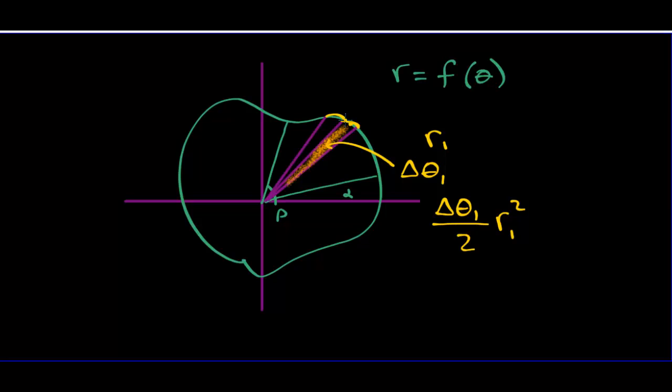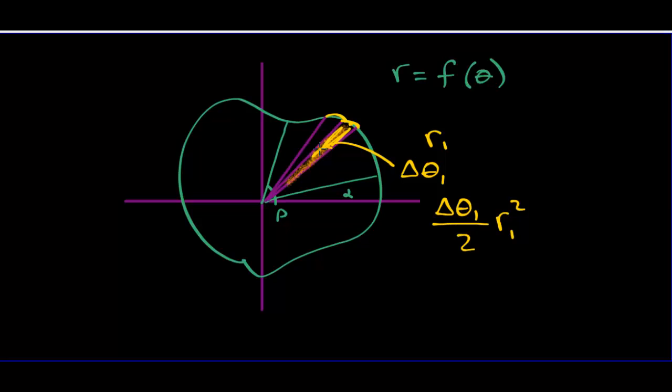So I get delta theta 2 over 2 r2 squared. And I keep going until I go all the way from alpha to beta. I do that for theta equals alpha to beta, and I add up all of these little things. Now, let's think about, what if I let delta theta get infinitesimally small? In other words, the difference in the angle gets smaller and smaller and smaller. Well, that means I'm getting more accurate with my approximation here.